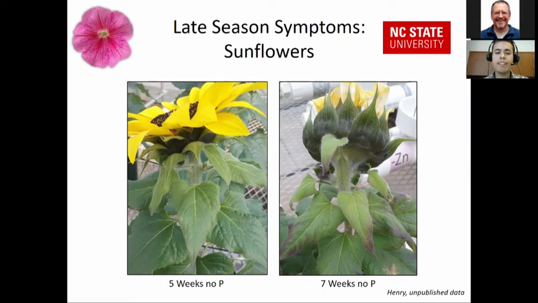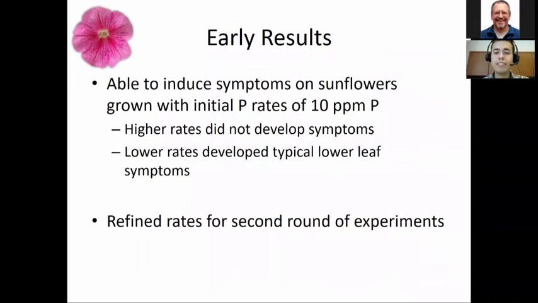We got these symptoms of a pale green coloration occurring just below the flower. The picture on the left, you can see that. And after just a couple of weeks, that pale green started to become a very pronounced red coloration with necrosis of the leaves just below the flower. And this is really interesting because the central leaves of the plant still remain green and healthy. So we were able to successfully induce these symptoms on sunflowers grown with an initial phosphorus rate of 10 parts per million phosphorus. What we saw is that higher rates did not develop these symptoms, while lower rates developed typical lower leaf deficiency symptoms. So this experiment really helped us to refine our rates for our second round of experiments.